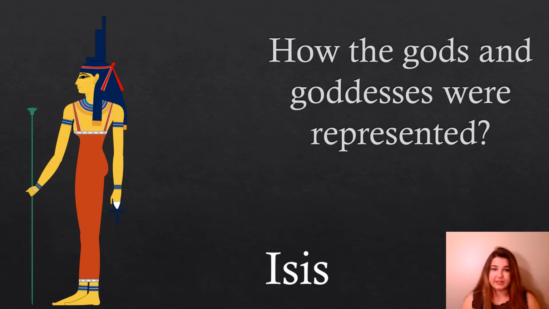Next we have Isis. Isis is usually represented as just a human woman with a headdress that is shaped like the throne. Because remember, Isis is the goddess of protection, and the pharaoh is typically an image for protection. So if you take a look at the slide, you can see this is kind of shaped like a throne, and she is fully human.